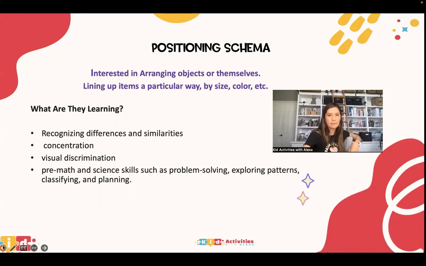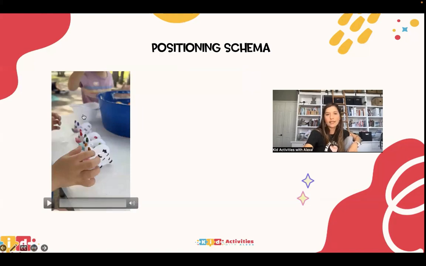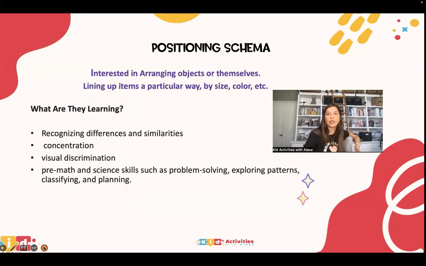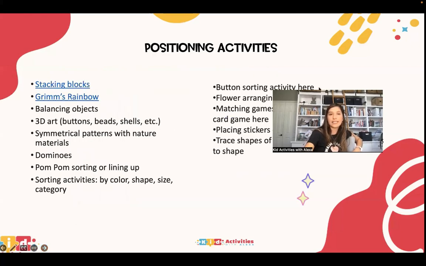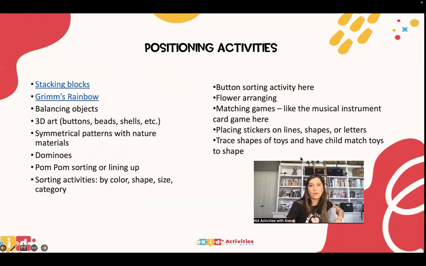So with the activity here, they are the same because they're all cows, right? But they are different because they have different colors. And that's visual discrimination. Just by observing what they're seeing, they can see that there are some things that are similar between the objects and things that are different. So lots of math, lots of science skills. They're problem solving and exploring patterns and classifying and planning. So lots of math. Activities that you can do, toys that you can provide.